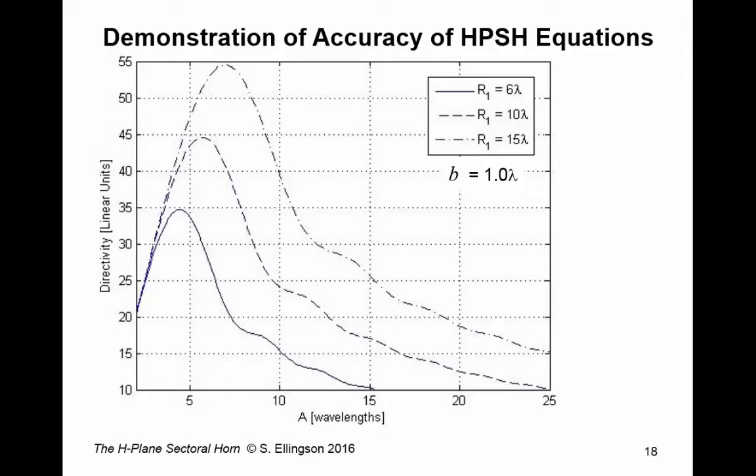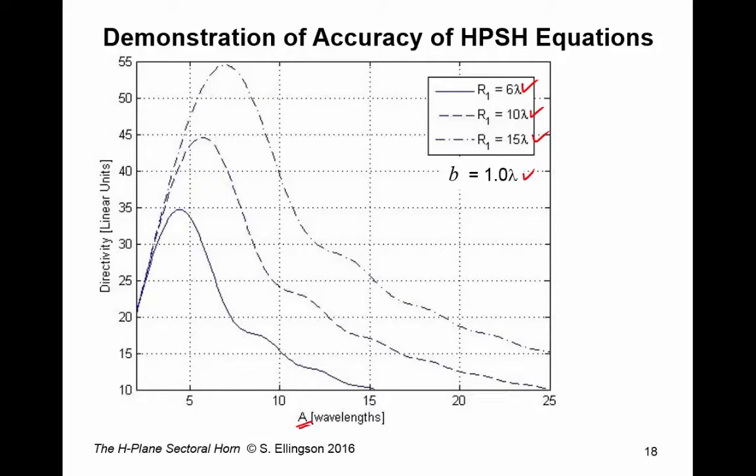Now what I'd like to do is demonstrate the accuracy of this particular set of equations, this particular empirical approach to designing these horns. So here what I'm showing are directivity curves for H-plane sectoral horns, which all have B equal 1 lambda. And each curve corresponds to a different length of horn from 6 to 15 wavelengths, as a function of the opening of the aperture in the H-plane. And this result I've already shown.